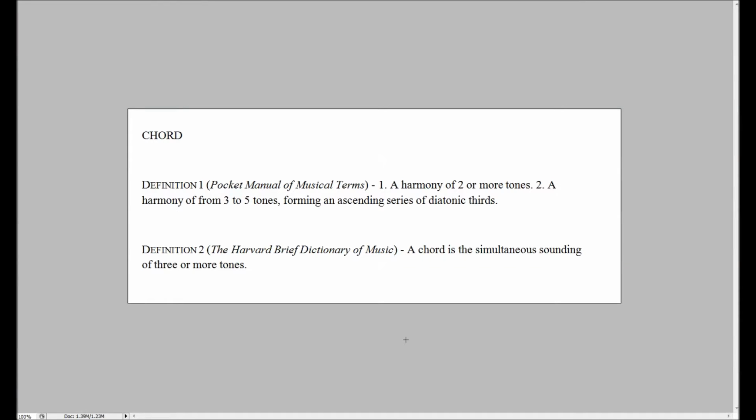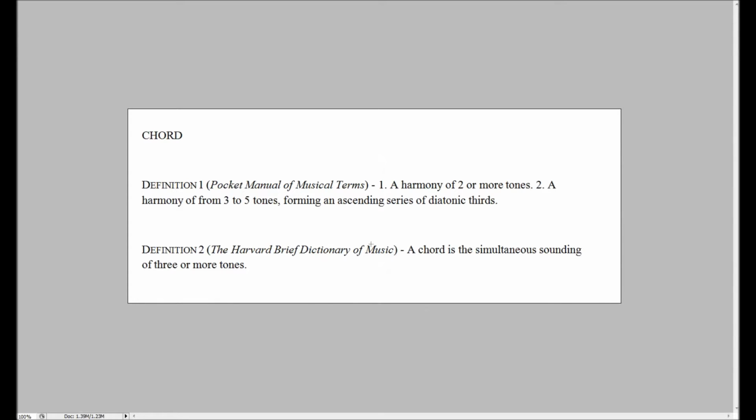So here we see two definitions of the term chord. The first one is from the Pocket Manual of Musical Terms. It tells us that a chord is a harmony of 2 or more tones, or it is a harmony of from 3 to 5 tones forming an ascending series of diatonic thirds. The other definition, from the Harvard Brief Dictionary of Music, tells us that a chord is the simultaneous sounding of 3 or more tones.